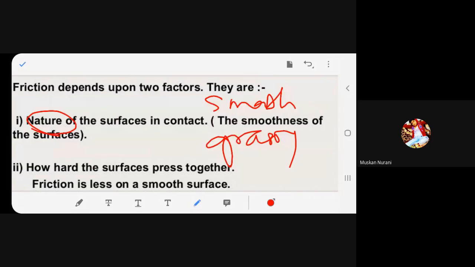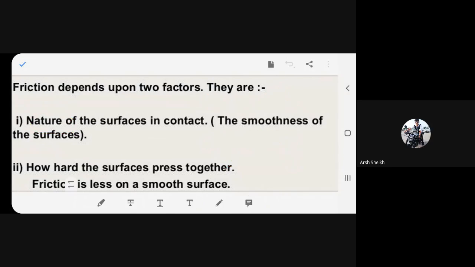Just now, what we studied: smooth ground and grassy ground, rough ground. So that is the nature of the surface. So you understood that activity, all of you? Yes, ma'am. Okay.